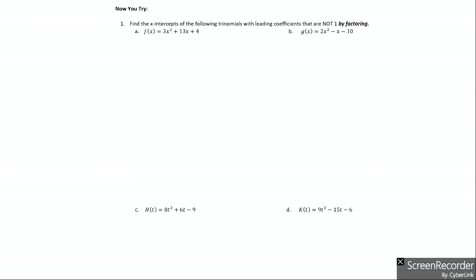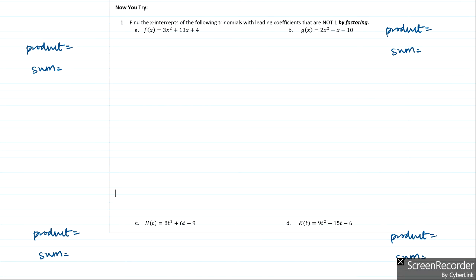Once you have given these problems a try on your own for factoring, you can go ahead and continue the video for the solution for these four parts, when we're factoring and finding x-intercepts for polynomials with coefficients not equal to 1. So to get started, I'm going to again write out what the product needs to be and what the sum needs to be again.